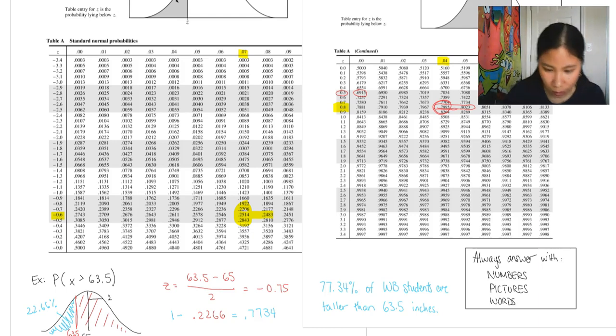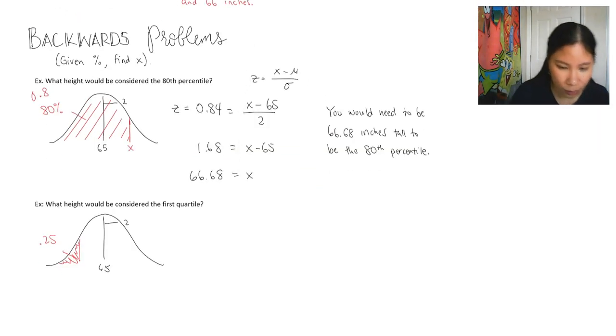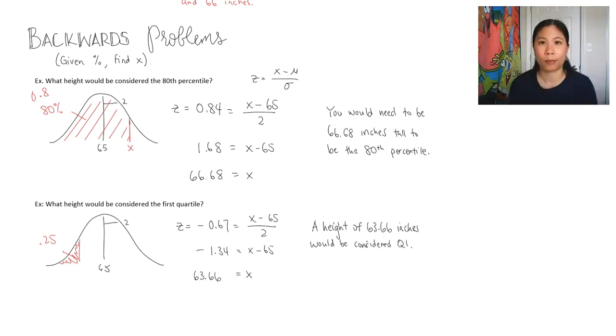Now that we have a z-score, we can solve for x. Solving that out, we get a height of 63.66 inches would be considered Q1, or the first quartile.